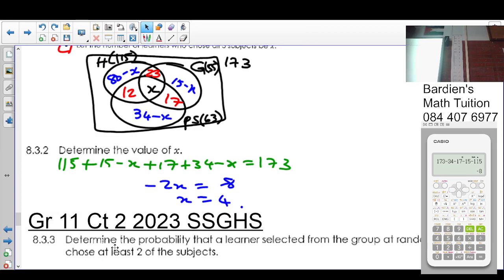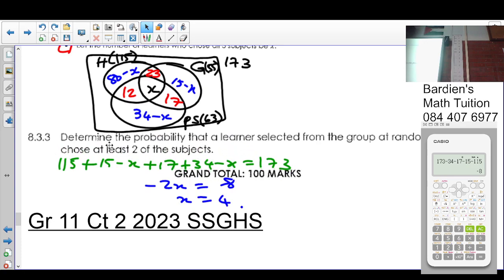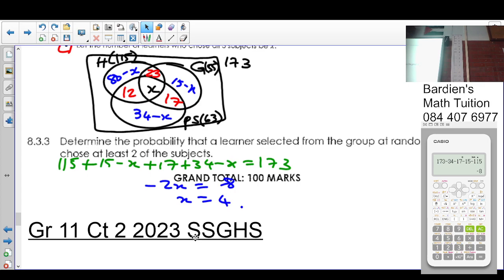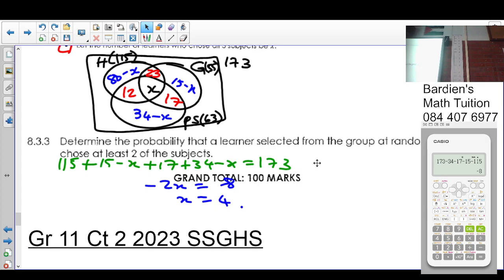Then the question says determine the probability that the learner selected from the group at random chooses at least 2 of the subjects. He chooses at least 2. So can he choose 3? Can he choose 1? No. So the probability that it's at least 2. So it's going to be that one, that one, that one plus that one.